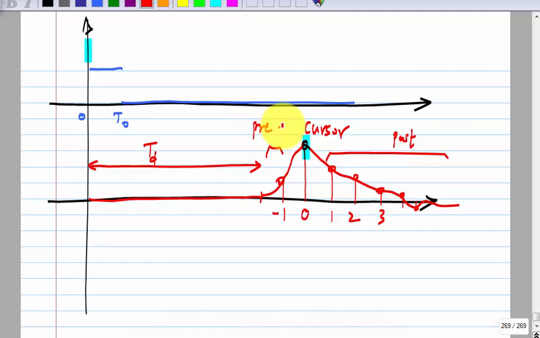So, the way the future symbols affect you is that it takes more than one symbol interval to rise. Because the next symbol, if I send another, let us say unit pulse here, I will assume that I will send another plus 1. The response to that will be what?